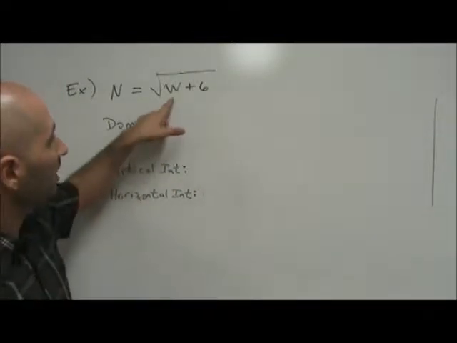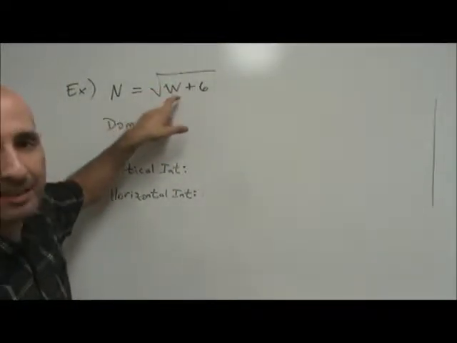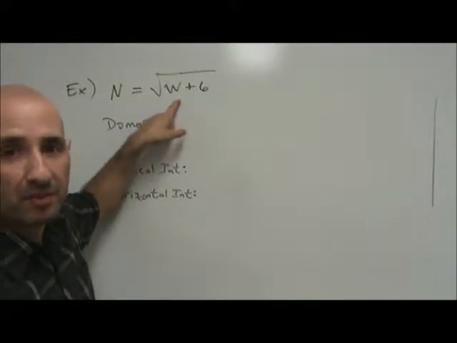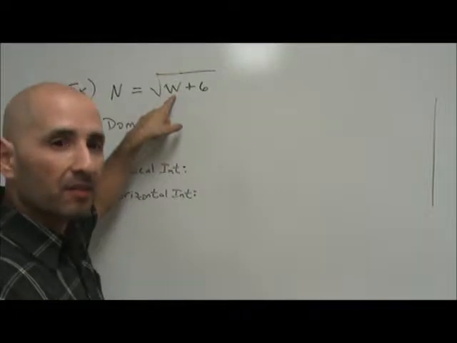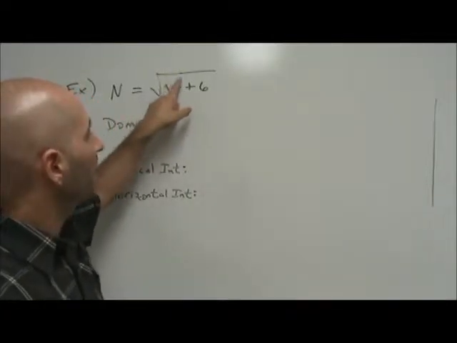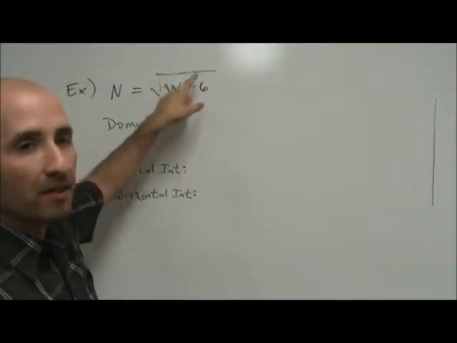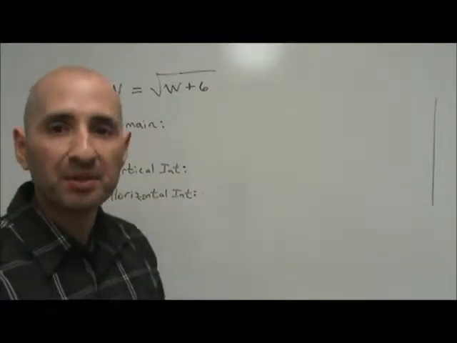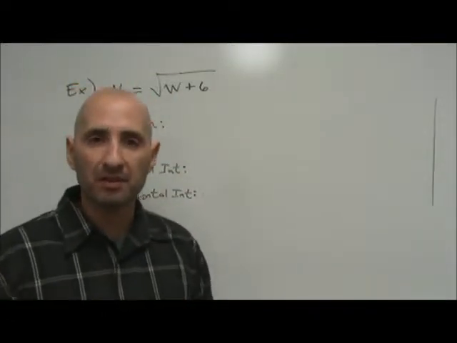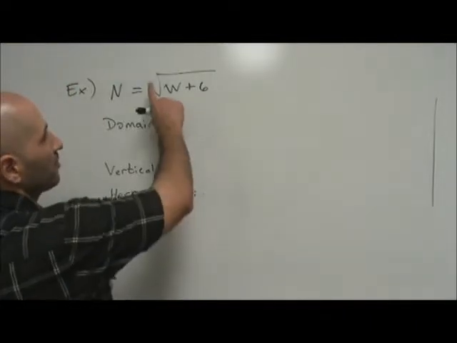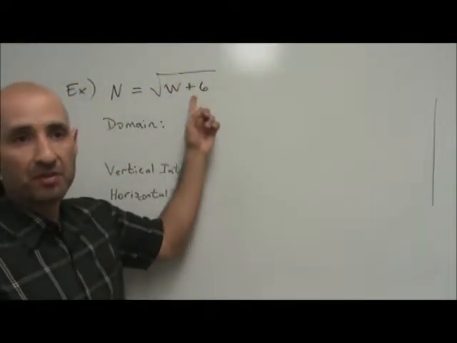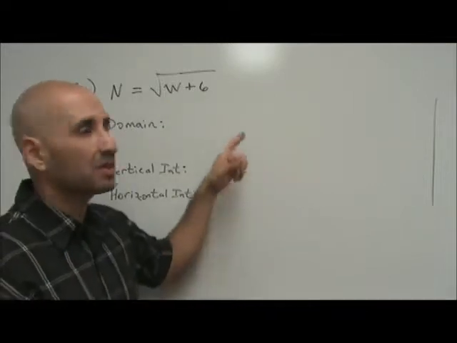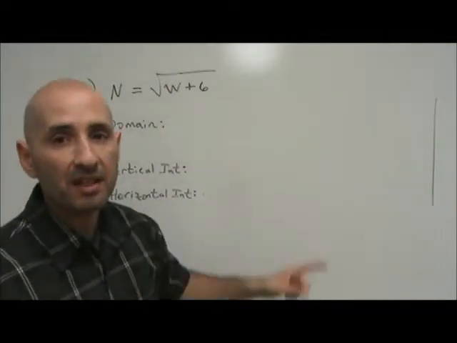Now, for the domain, we have to think about what the possible input values are for our input variable, which is w for us. We have to think logically: what values make w plus 6 bigger than or equal to 0? Why bigger than or equal to 0? Well, if you remember, you can't have the square root of a negative number. You could have the square root of 0, you could have the square root of a positive number, you just can't have what's underneath be negative.